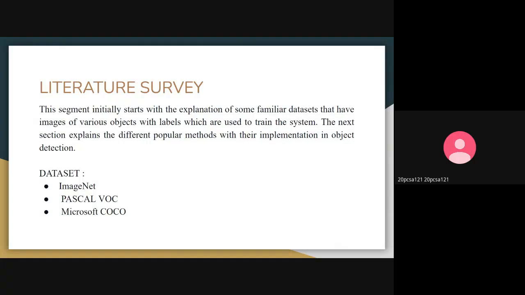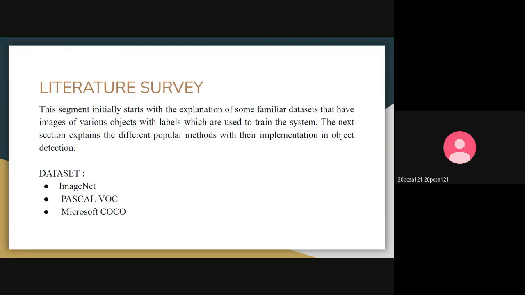Next comes the Microsoft COCO. The full form of COCO is Common Objects in Context. It is the latest dataset sponsored by Microsoft. This has approximately 30 lakh images, which are categorized into 80 to 90 classes, and has 2 lakh annotated pictures.